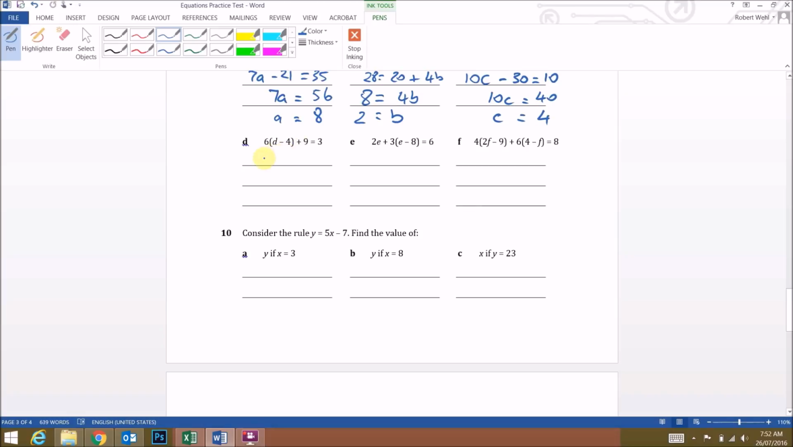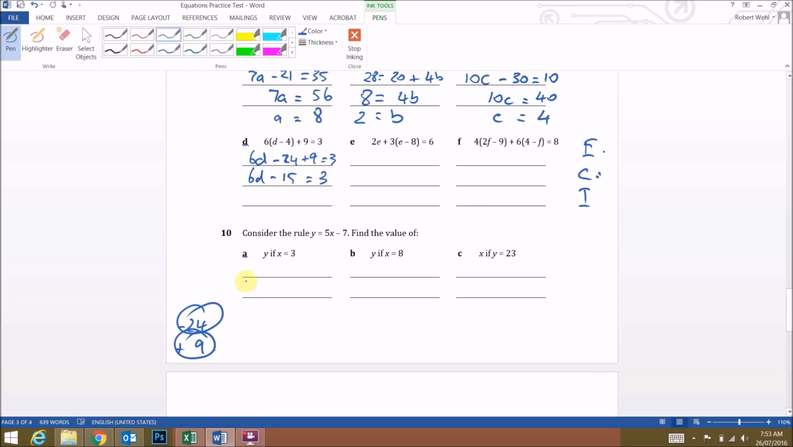So expand the brackets. So I end up with 6d minus 6 times 4 is 24 plus 9 equals 3. So now I've expanded, but there are like terms to collect. I have a minus 24 and a plus 9. If I owe someone $24 and I pay them back $9, I still owe them $15.